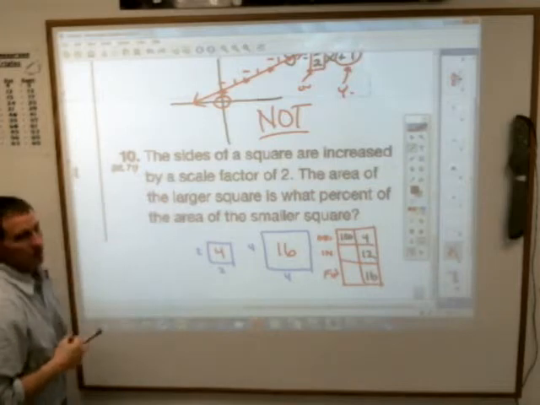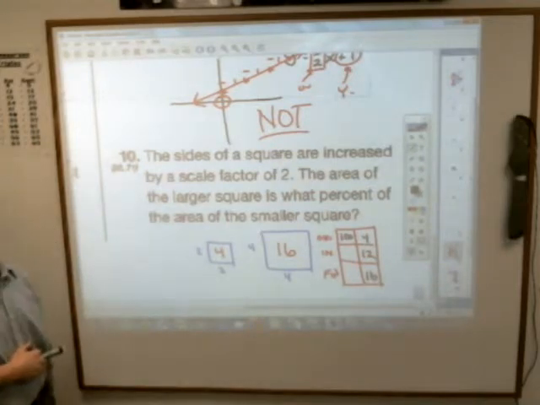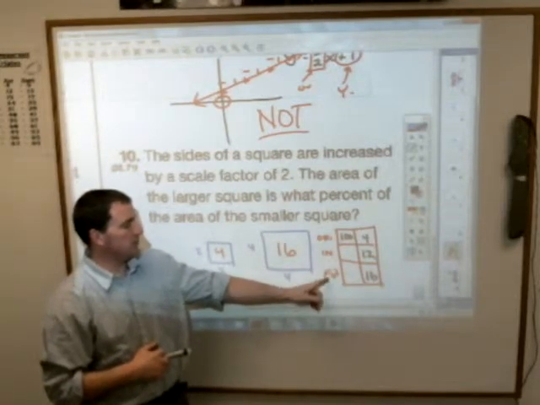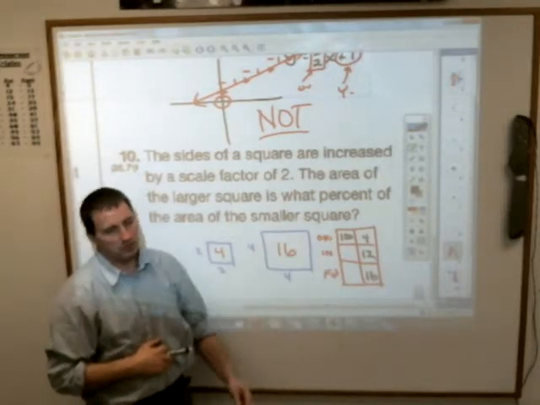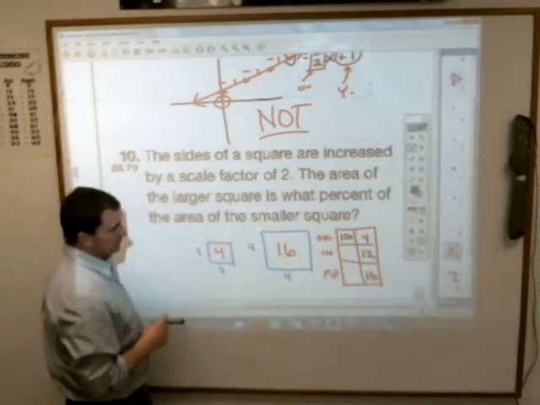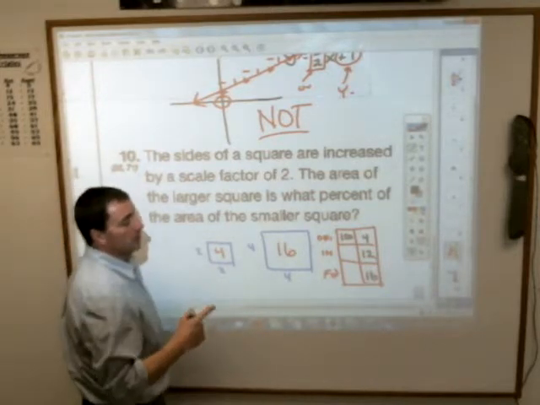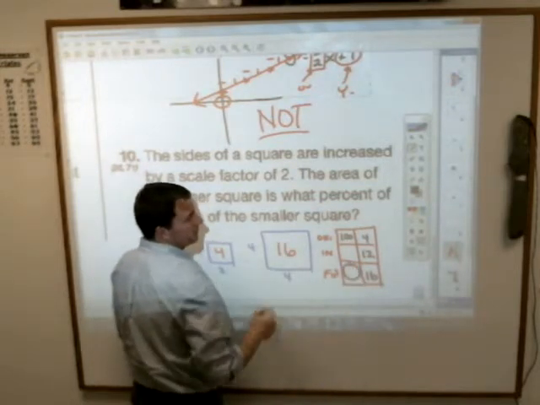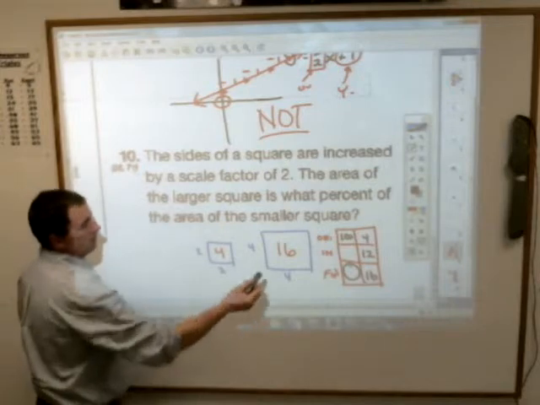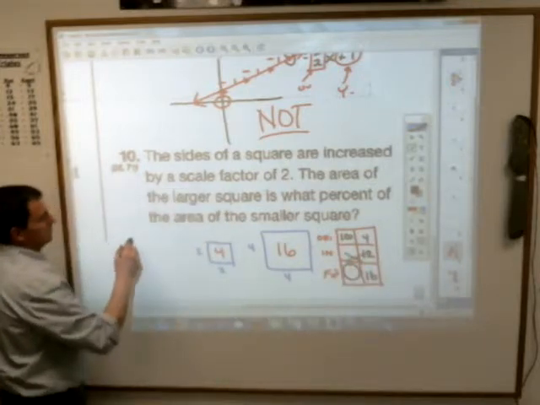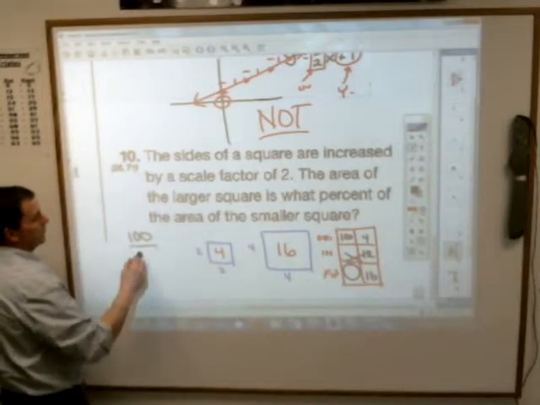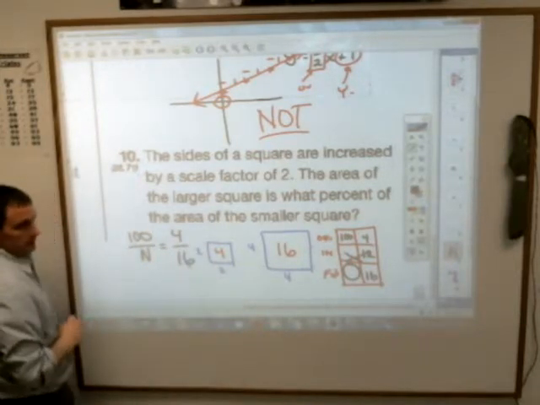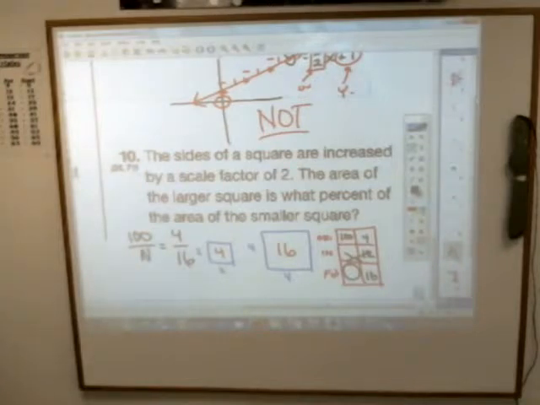Now the question you need to figure out is, did they ask you what percent increase it was, or did they ask you what percent the final one was of the original one? It doesn't say what percent increase it was, and you don't see the word increase in their question, so they're asking you for this. So when you do it, you don't really need this at all. You get 100 over what number equals 4 over 16. Is there an easy way to do that?